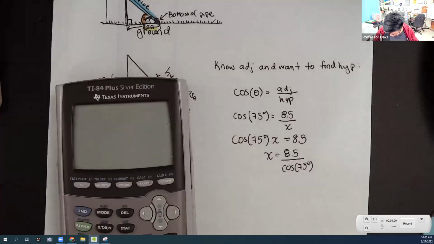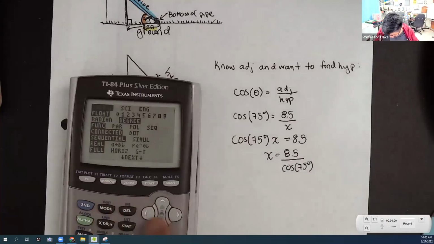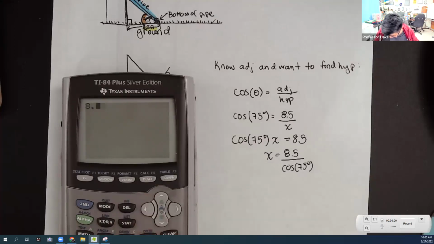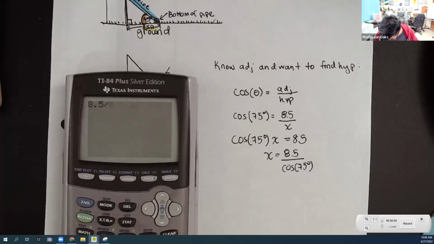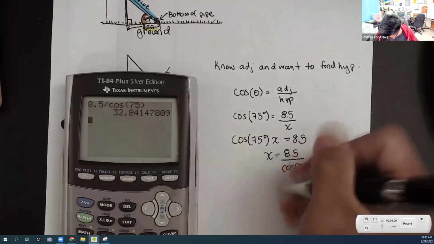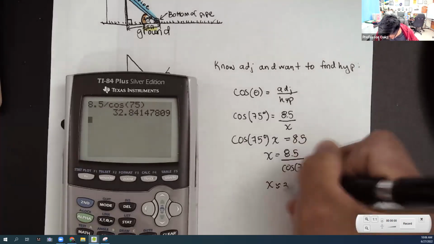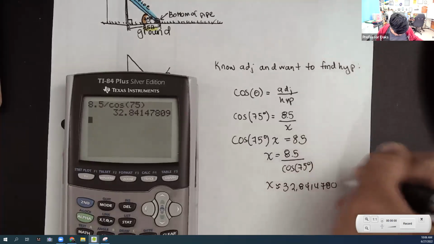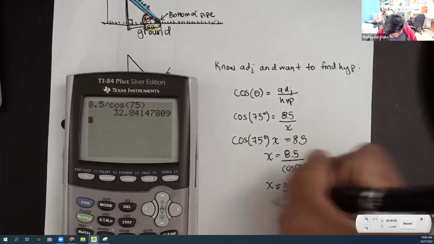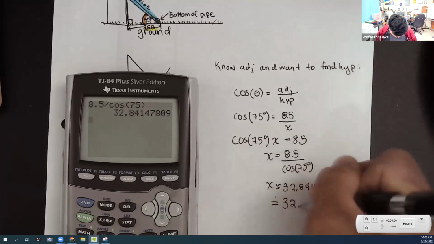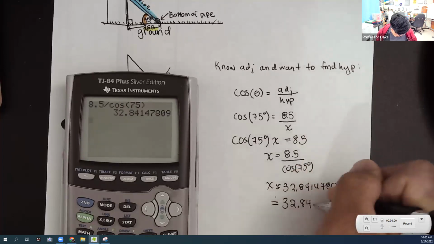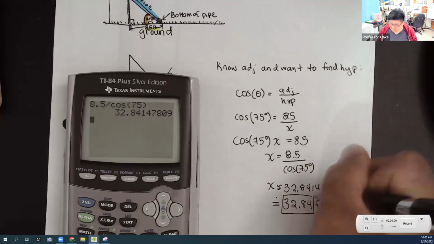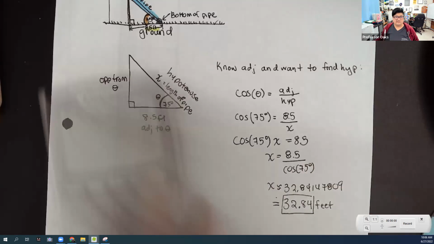So if I do this in degree mode, I have 8.5 divided by cosine of 75 degrees. That is 32.8414789. But to two decimal places, it's 32.84 feet. So do you have any questions about that, Christina?